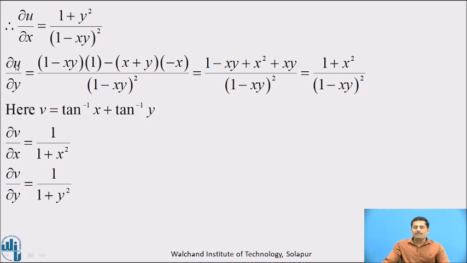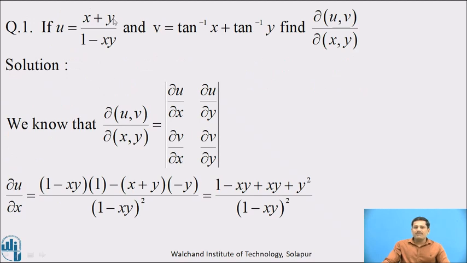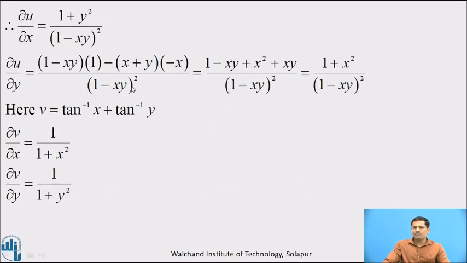Now again, differentiating u partially with respect to y, treating x constant. Now again, y is involved in the numerator and denominator also. Let us use once more the u upon v rule. Let us write down the denominator 1 minus xy as it is. Now the derivative of the numerator x plus y with respect to y is 1, minus the numerator x plus y as it is into the derivative of the denominator 1 minus xy with respect to y, which is minus x, divided by (1 minus xy) whole square.